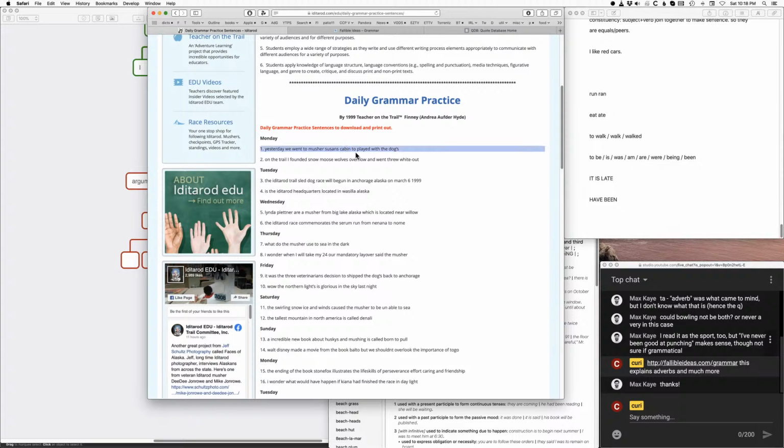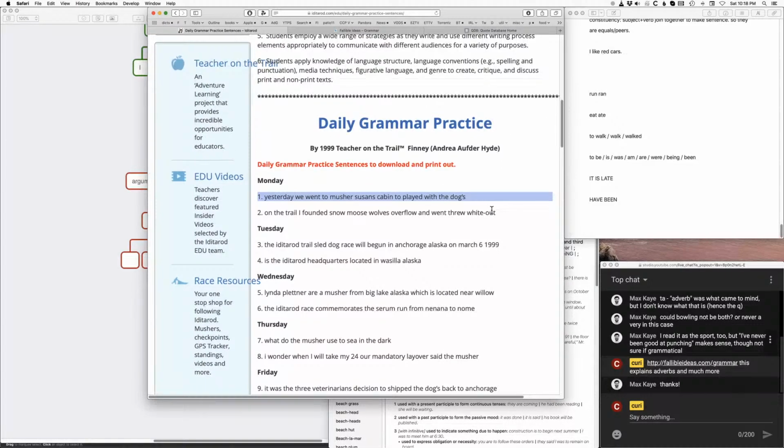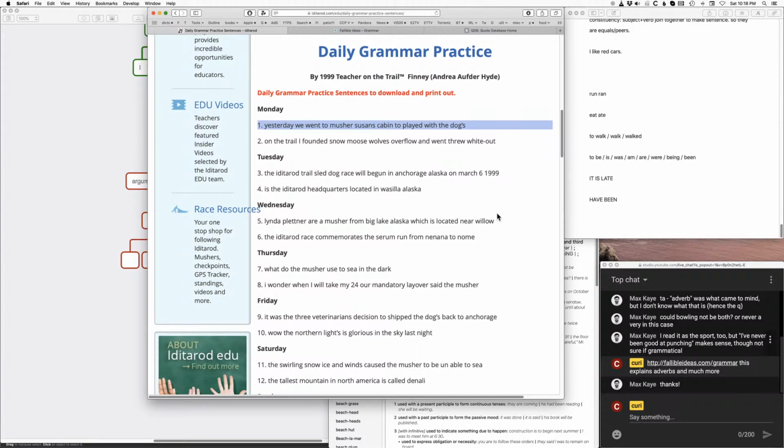Oh no, we could try these. Alright, let's just see what it's like. Look for verbs. Yesterday we went to Musher Susan's cabin to play with the dogs.